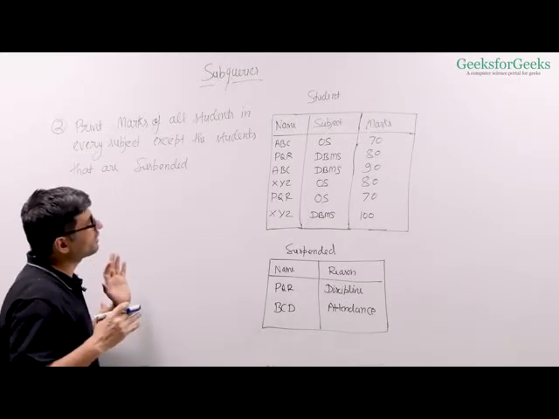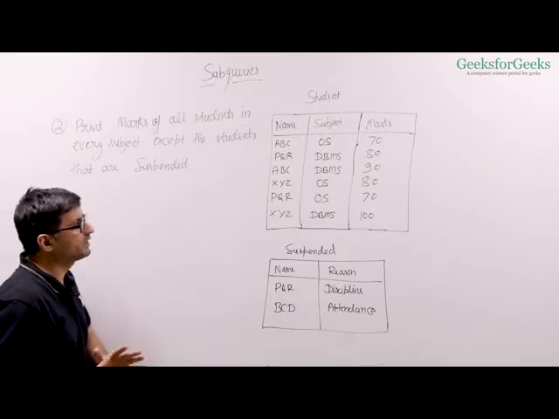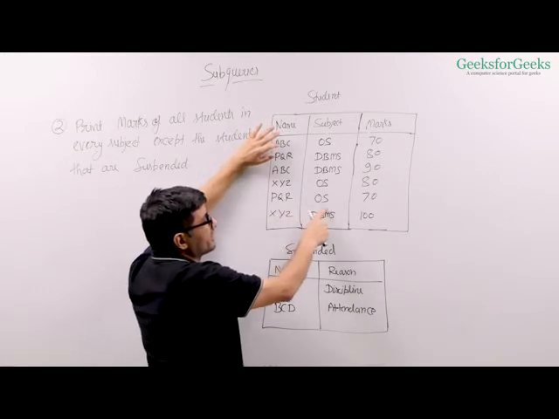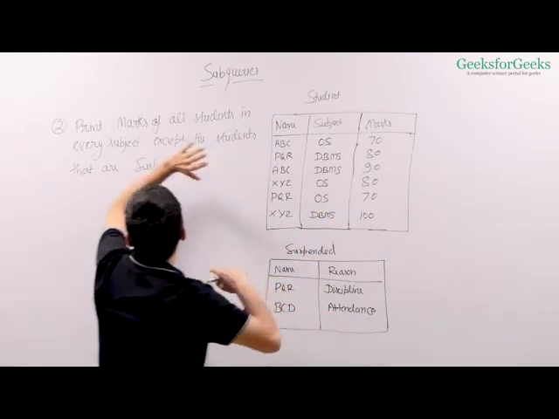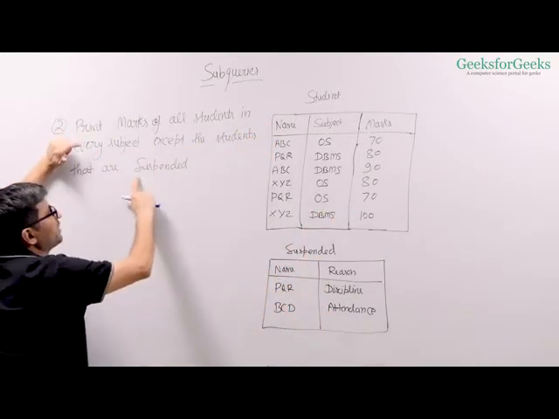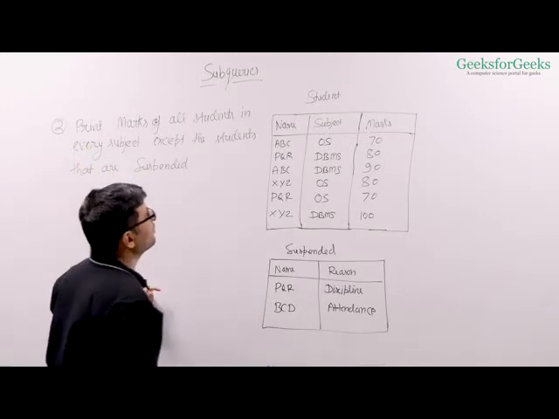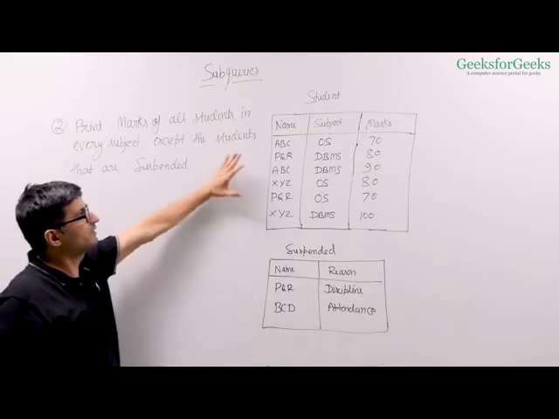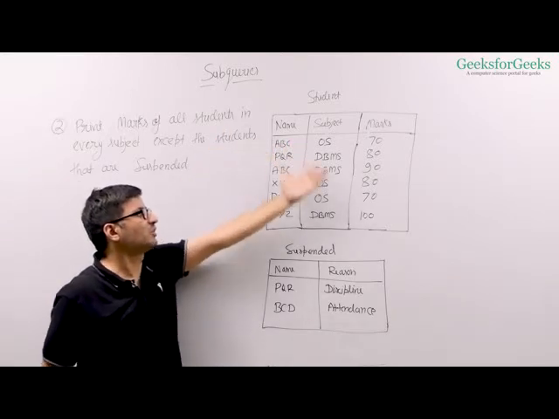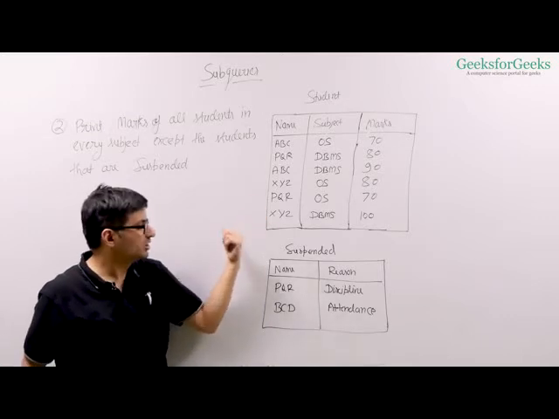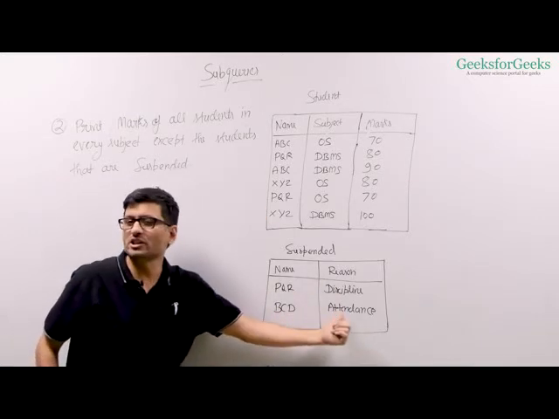So this is one good example where we use subqueries. We have this table where we have all the students, their subject-wise marks, but now we want to exclude these students which are suspended. So what do we write? Select star from this table where student name should not be in this table, right?